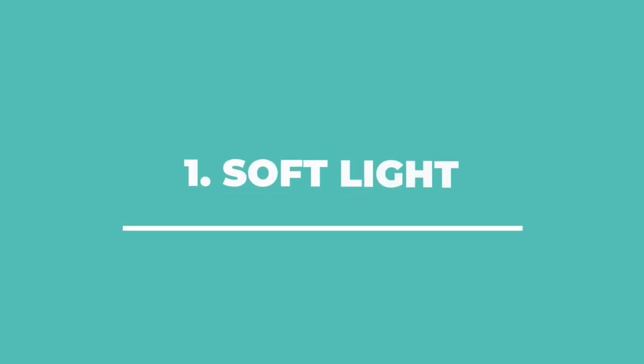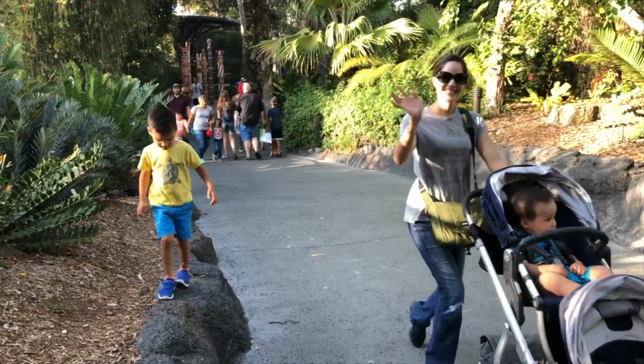Number 1, use soft light. Soft lighting is the most flattering type of light. It smooths skin, gives soft shadows, and my favorite, hides bags from under your eyes. For this part-time working mama who often moonlights till midnight, this is a must.